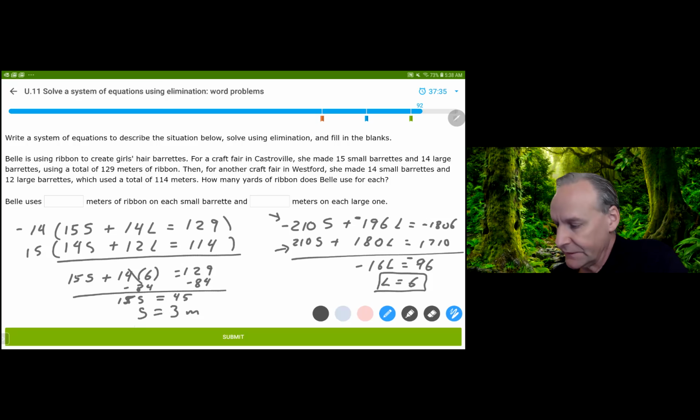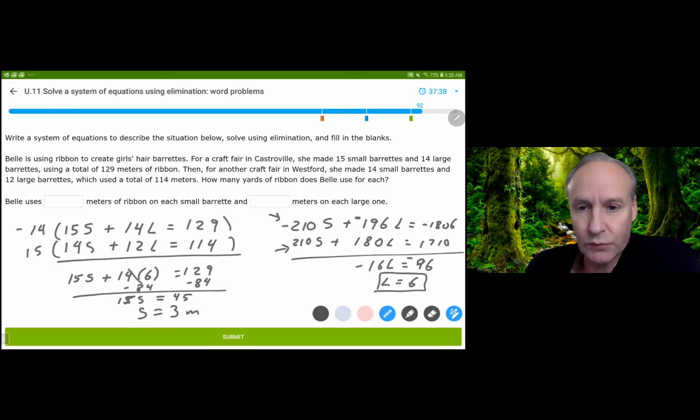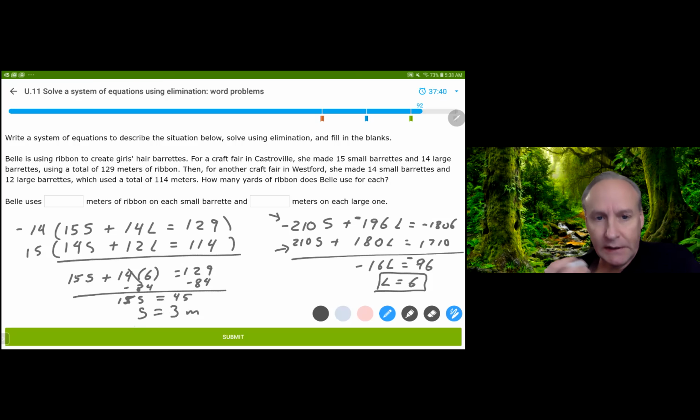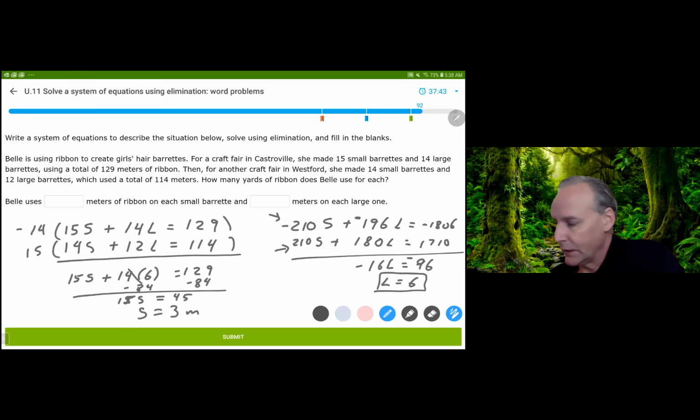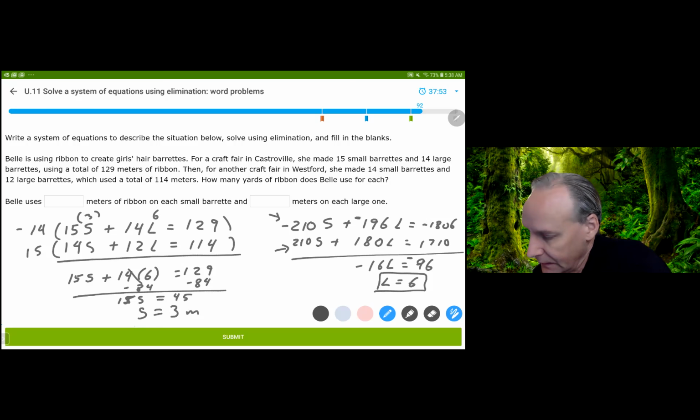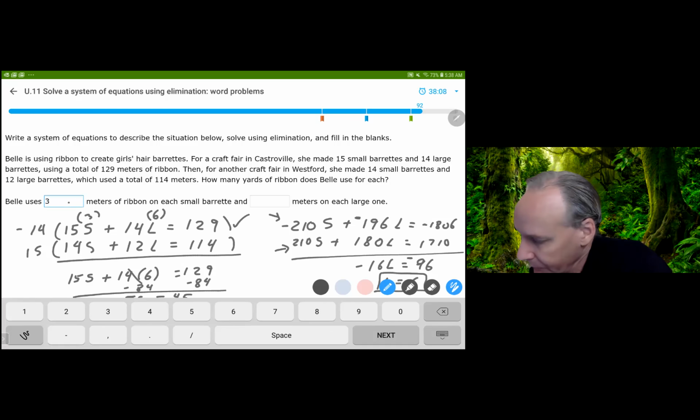Now let's double check this. It's a really good idea to check your work. Obviously, I'm doing a lot of multiplying in my head. You generally want to check your answer. And I used the second one, so I'm going to put it in the first one to check it. So I have 3 for S and 6 for L, and I should get 129. Let's see if I do. 45 plus the 14 times 6 is 129, and it works. So each small one uses 3, and the large ones use 6, don't they?